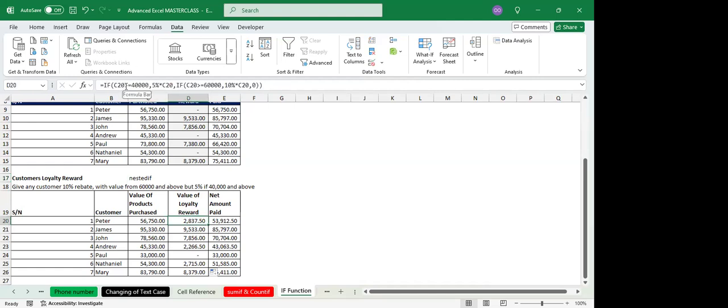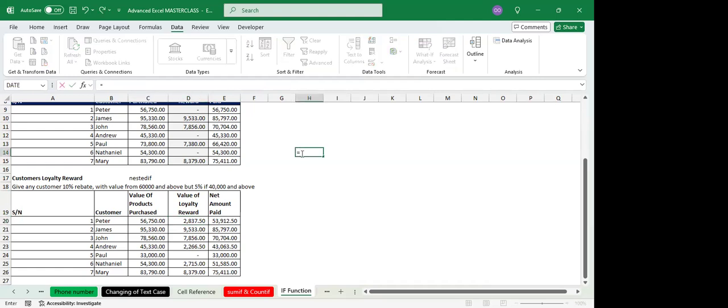That is, if C20 equals to, let me write something differently here, if what he buys is, let's give me a scenario. Let's say it is between 40,000 and 60,000. Is that what you mean by the between? Yes, we're just going to say yes. It is between 40,000 and 60,000. It is greater than 40,000 and less than 60,000.